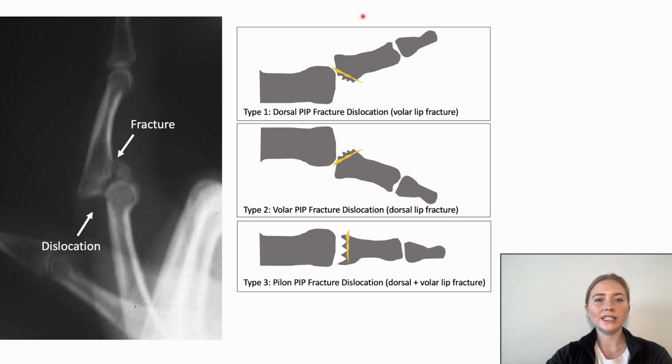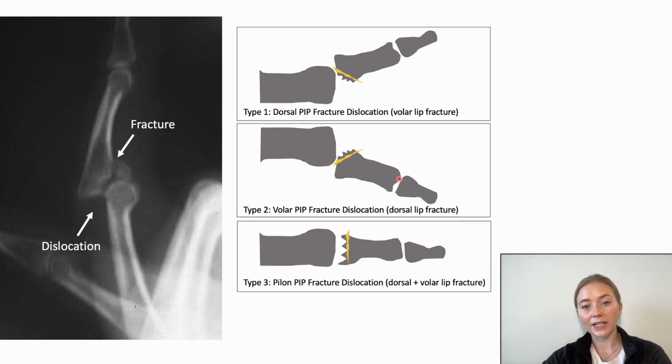The fracture dislocation is named based on the dislocation. This can get confusing because while it makes sense based on the direction of the dislocation, it is usually the opposite side that has the fracture. So for example, here in type 1, you have a dorsal dislocation. Let's say this is the dorsal edge, so you can see the middle phalanx is going upwards. However, the fracture is actually on the volar side of the middle phalanx, the volar lip.